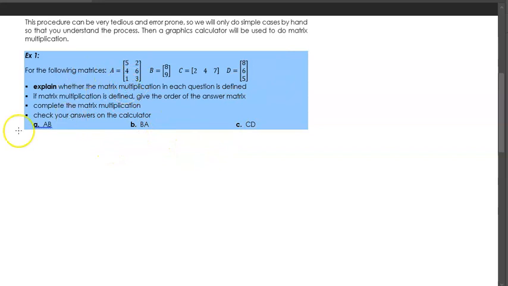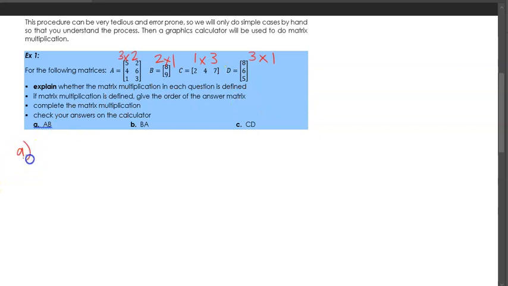Now, before we even tackle these questions, the best thing to do is to write the order of each of these matrices here. So A, how many rows there are, is 3, and how many columns is 2. So this is a 3 by 2 matrix here. B, how many rows, 2. How many columns, 1. So this is a 2 by 1. C, how many rows, 1. How many columns, 1, 2, 3. So this is a 1 by 3. And D, how many rows, 3. How many columns, 1. So this is a 3 by 1. So these orders will help us dictate whether the matrix multiplication actually is defined.